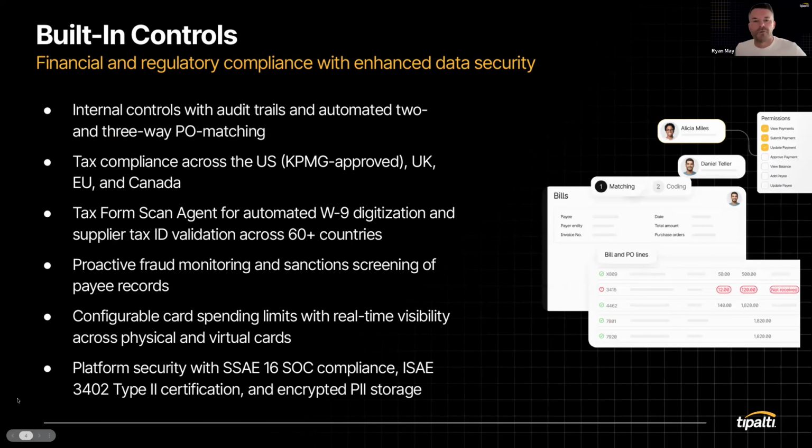Built-in controls. So for admins and controllers, the controls come with it, not after it. The audit trail captures every user and supplier action automatically. So when the auditor asks what's approved, it's a report, not a reconstruction. 2- and 3-way PO matching runs with tolerance thresholds that you set, and every payee record is screened for fraud and sanctions before money moves.